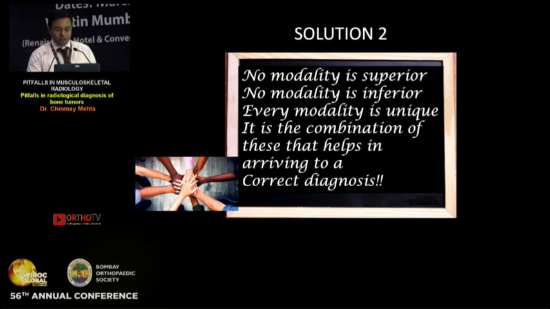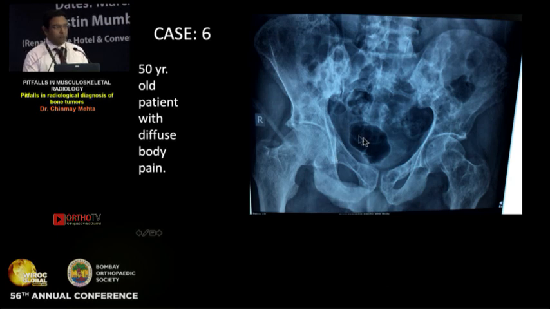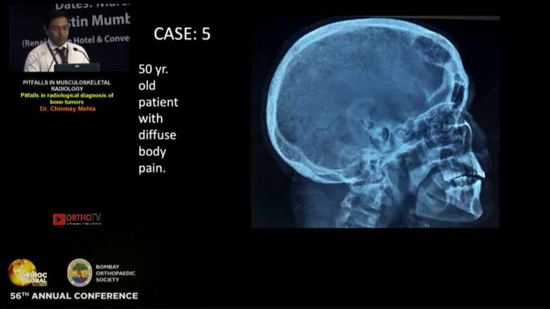Let's look at the sixth case, a 50-year-old patient with diffuse body pain. That's the pelvis radiograph. We see multiple lytic lesions scattered all over the bony pelvis. We also have a skull radiograph. Are these multiple lytic lesions multiple myeloma? Are these metastases? It's a common clinical question that we come across in our day-to-day practice. What do you think this is? And how do we go ahead with it?